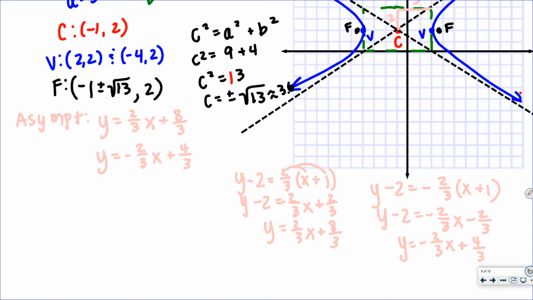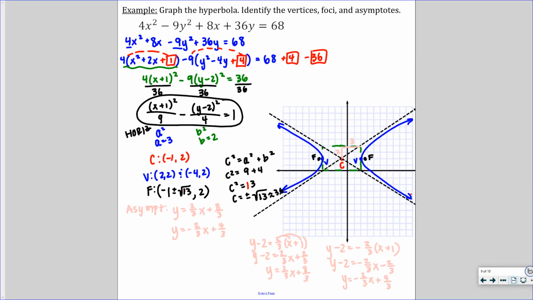Alrighty, folks. What I want to see on your homework, on that nice graph paper I gave you, was obviously the graph, and then your work on the side, and then I want you to box all of these key features.